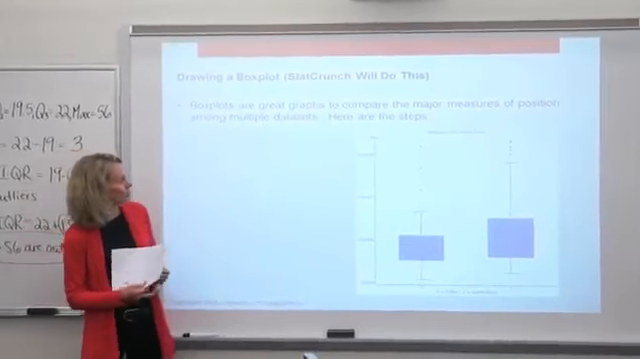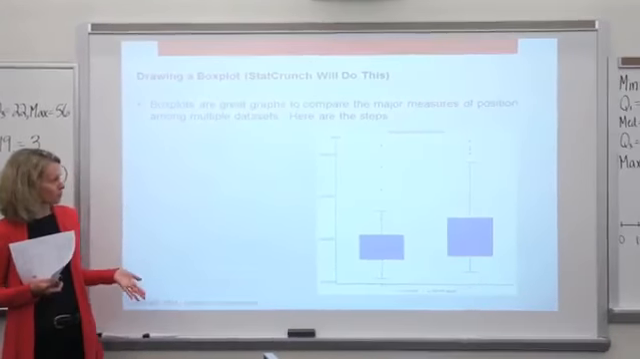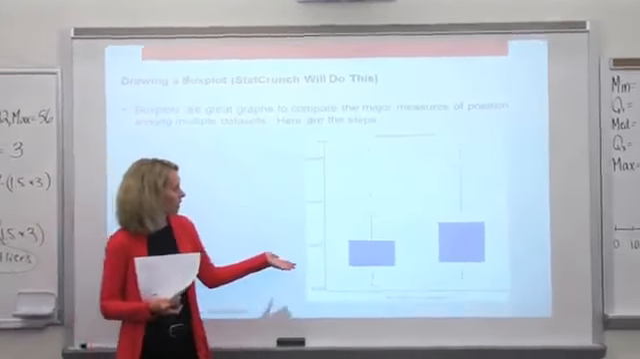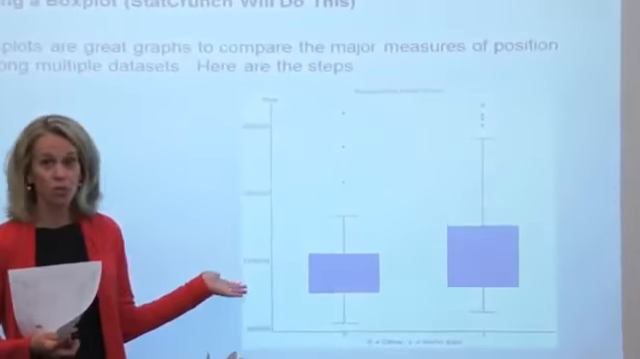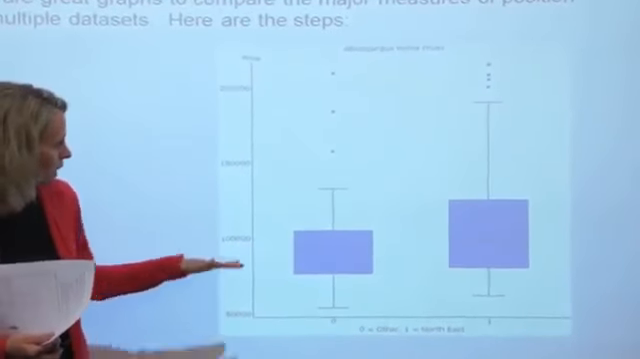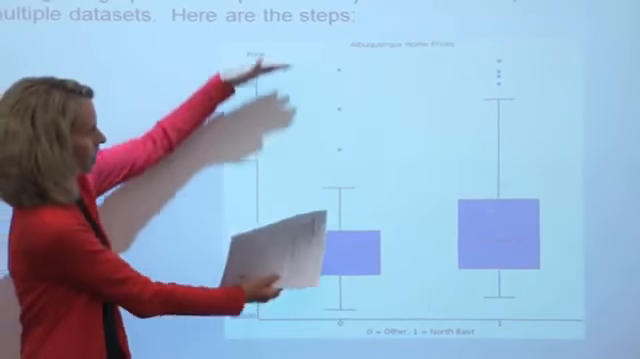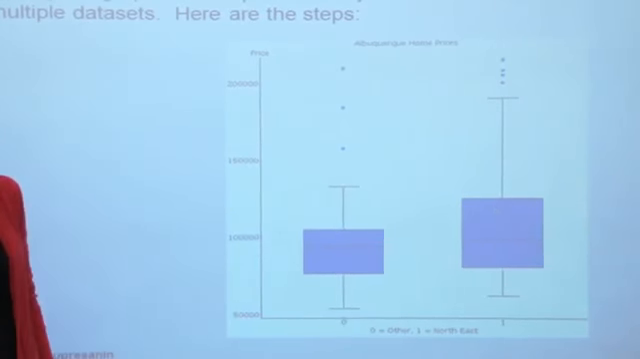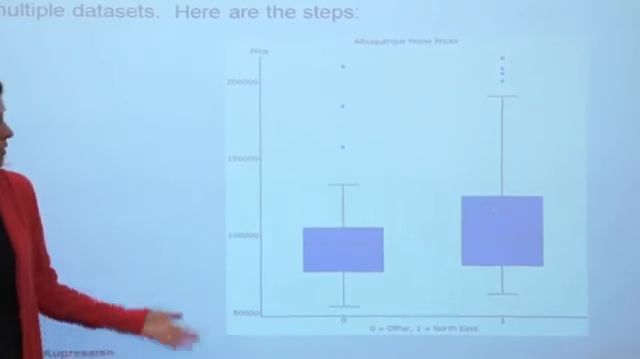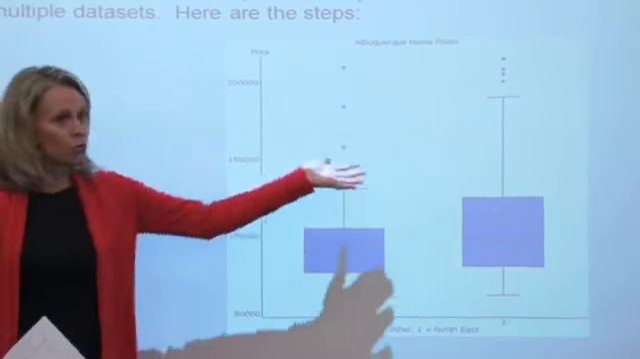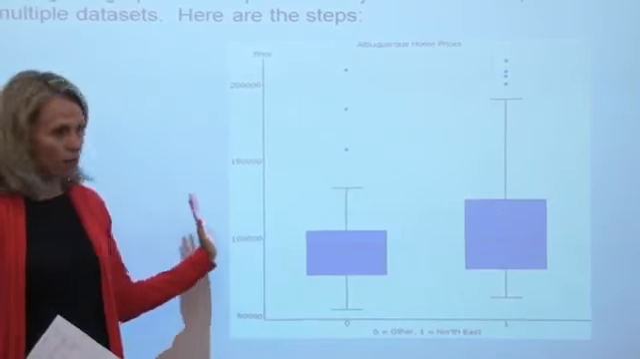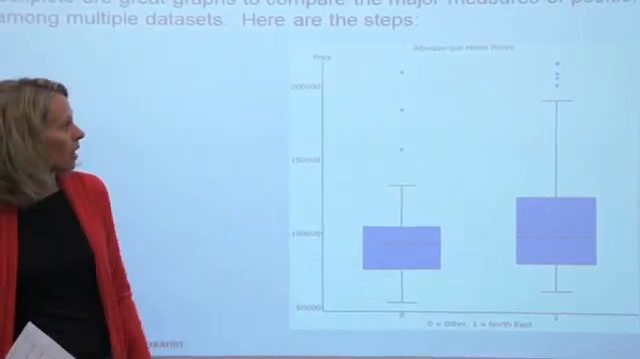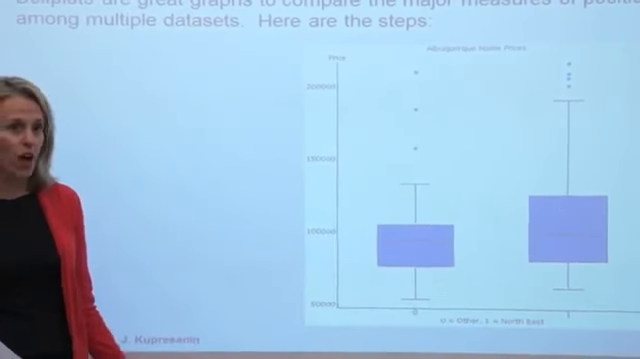So box plots are great graphs if you want to compare the major measures of position for multiple sets of data. Here we've got home prices for houses in 2 different neighborhoods, and we can compare the median prices, you can compare the spread of the prices of those homes, and some other characteristics there by looking at box plots. Today we're going to be comparing 2 different box plots, but you could do this if you had 5 different neighborhoods. You could have 5 different box plots, and you could be comparing those measures of position for each of the 5 neighborhoods.